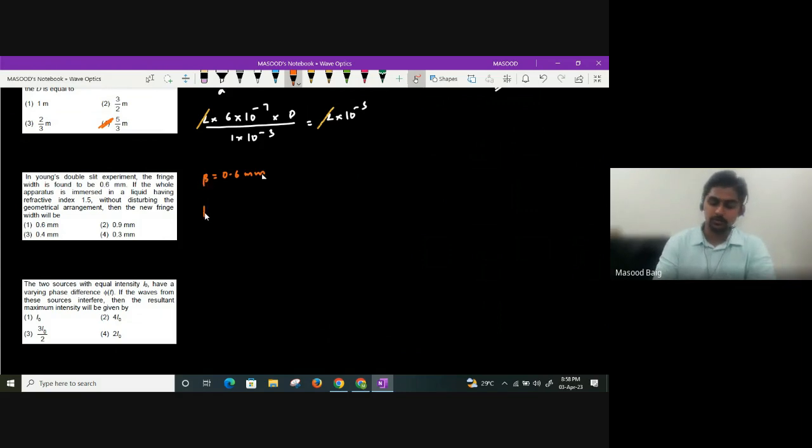So what is the new fringe width? As you all know, it will be beta divided by mu. So I can write it as 0.6 divided by 1.5, which is 3 by 2. So you will get it as 0.4 mm.